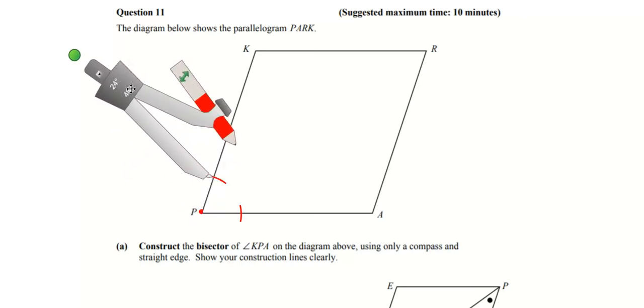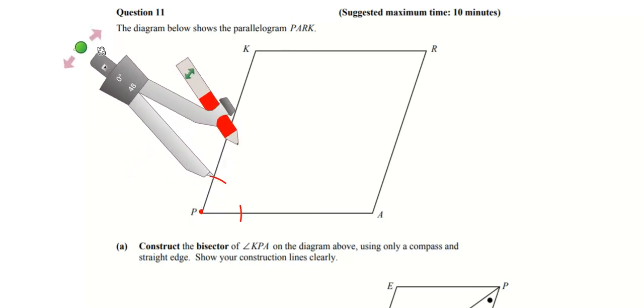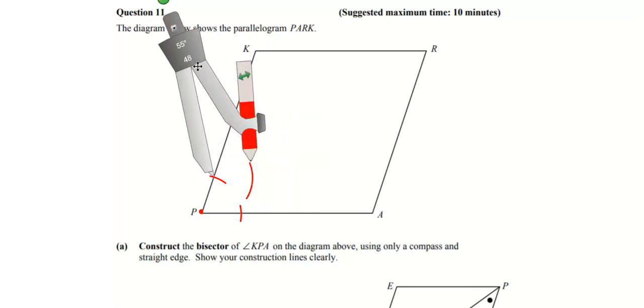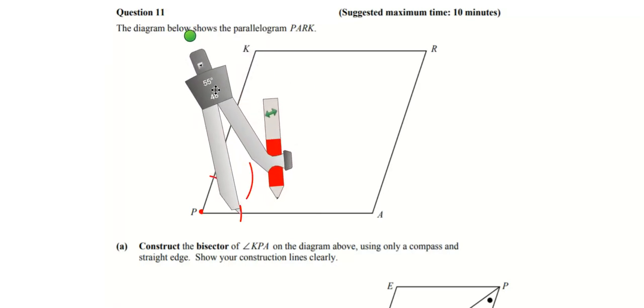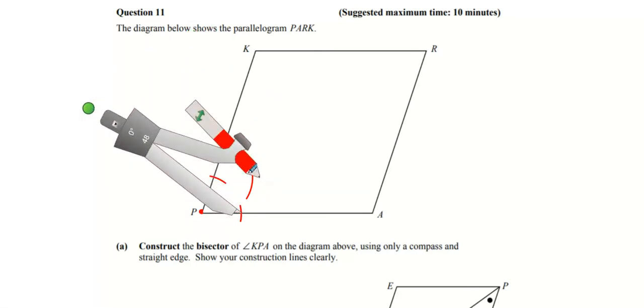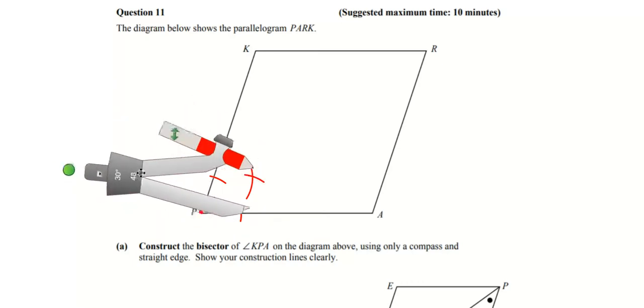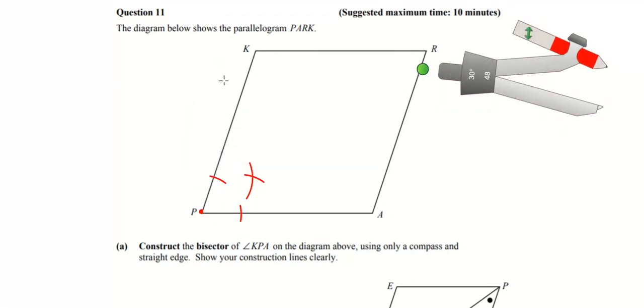Using the same length for both of them, I just go down here, do one long arc like so. One long arc here. Then we're going here to here like so. Right, and there's your angle bisected.